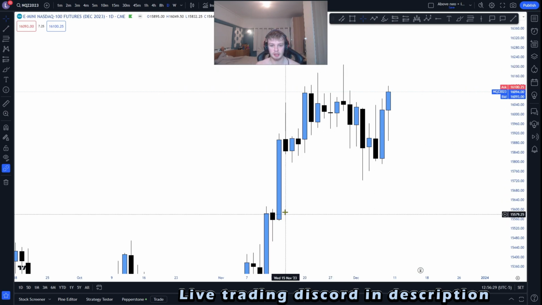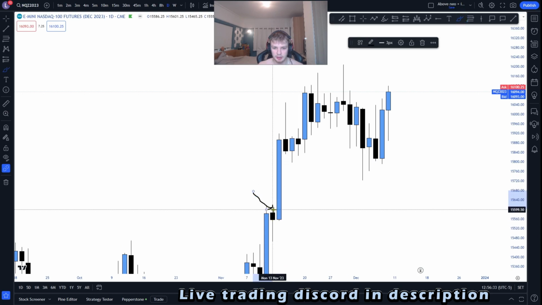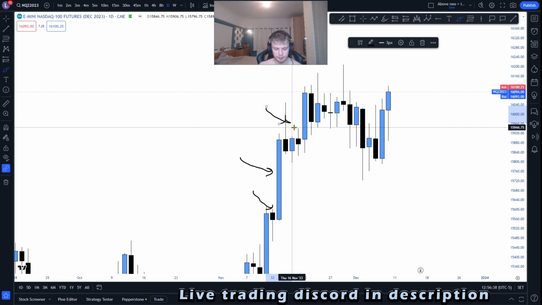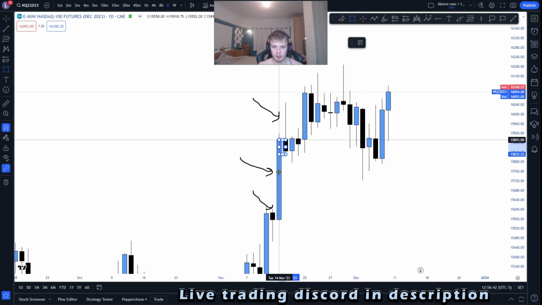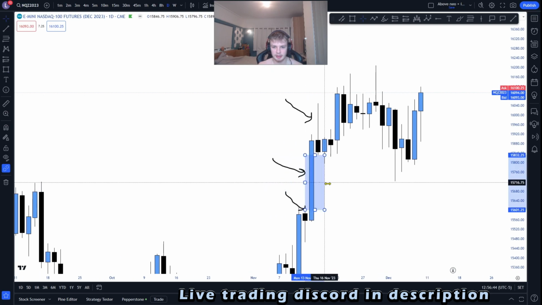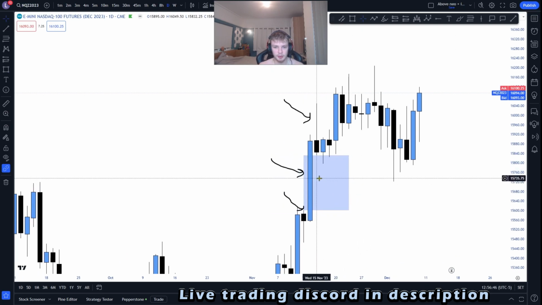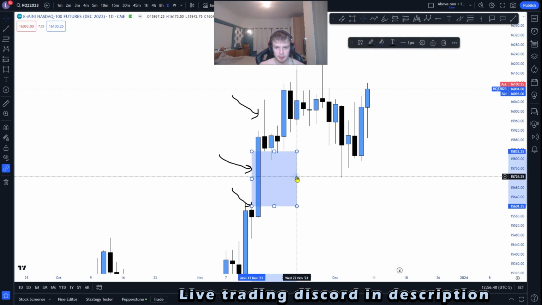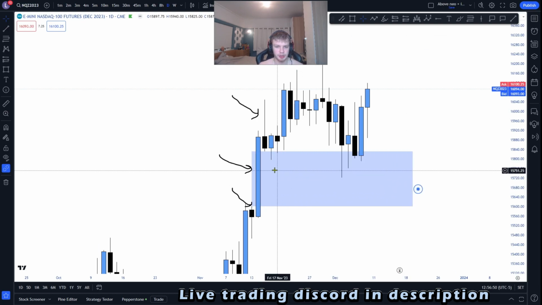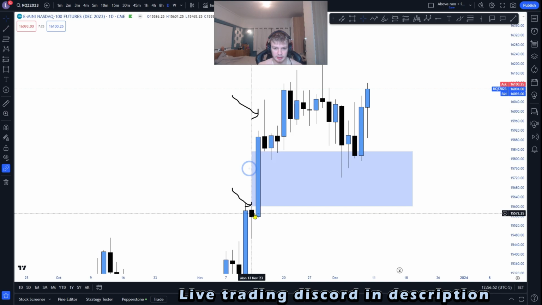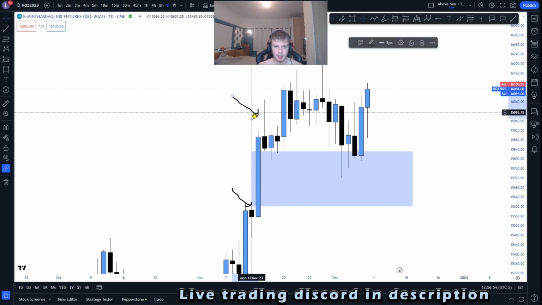So if we look right here, and we count 3 candles, so this first candle here, the second candle here, and then this third candle here, as you can see, there is a big area right here, between the first candle and the third candle, where price action has not touched. So that is a fair value gap.